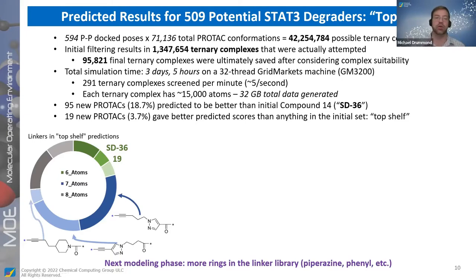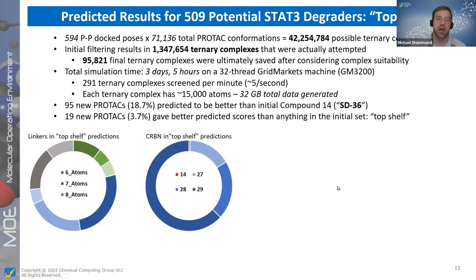And on top of that, it does suggest a clear direction for further improvement, either with more modeling or experimentally. There's some rings in here that I don't think have been fully explored. They did kind of modify where the pyrazole could go. They didn't try putting it in the middle. They have a piperidine, a single piperidine. There's no piperazine. There's no phenyl. You can kind of slide these rings up and down the linker. I feel like that'd be a promising direction for further optimizing these degraders here.